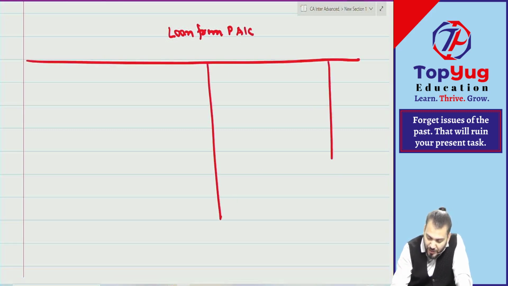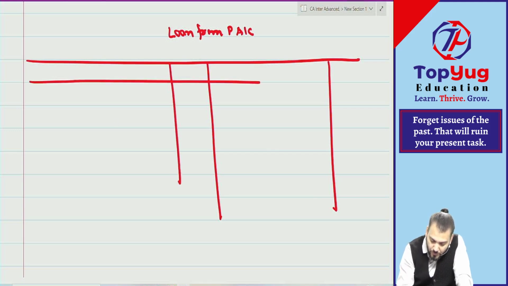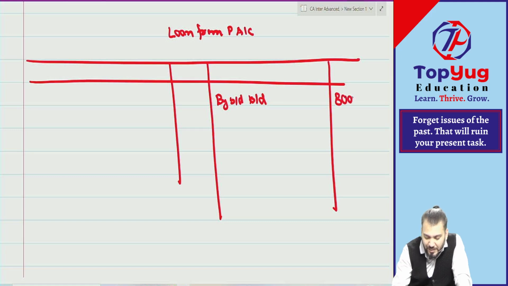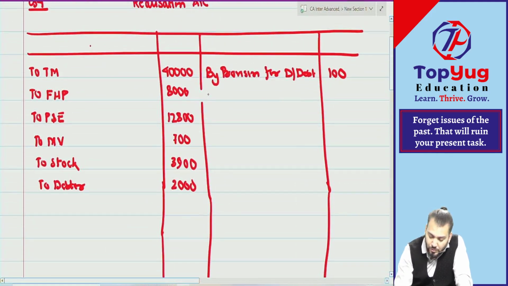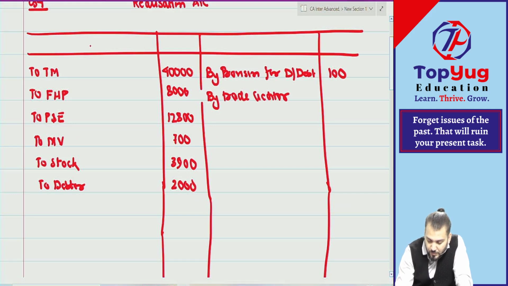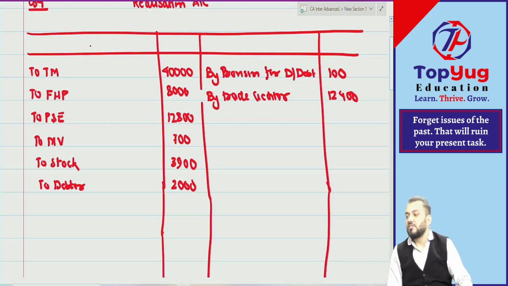So what is the opening balance? By balance brought down, how much? 8,000. It will be paid separately. It is given also. Then trade creditor will be transferred to which account? Realization account. So by trade creditor, how much? 12,400. First step done. Step number 1 done.